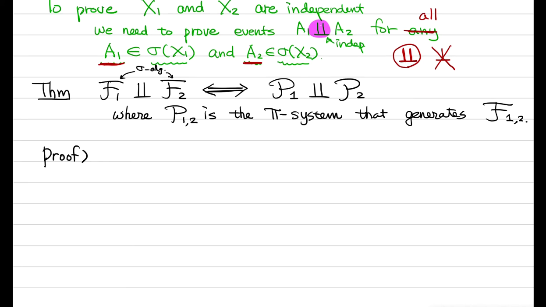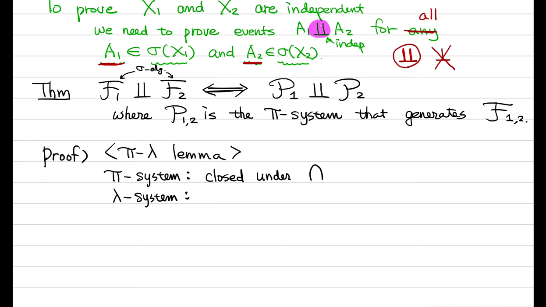The proof is again Dynkin's pi lambda lemma. So let me review what Dynkin's pi lambda lemma is. You have to remember what Dynkin's pi lambda lemma is, and after this course, I really want you to be able to state it. To do that, we have to know the definition of a pi system. A pi system is defined as closed under intersection. The definition of a lambda system was more involved. The definition of a lambda system is about monotonic sequences.